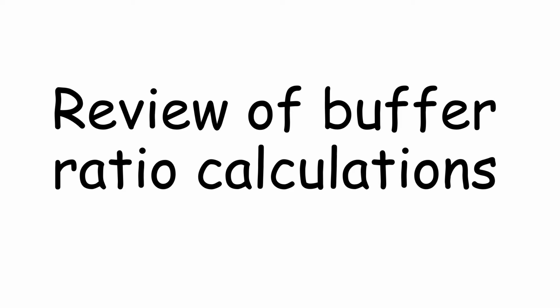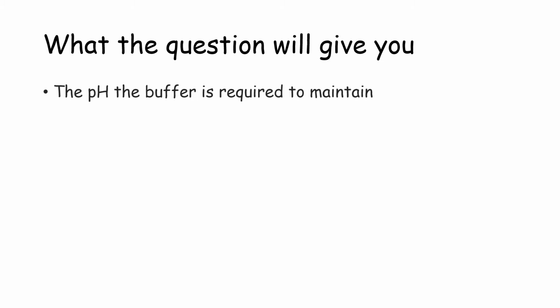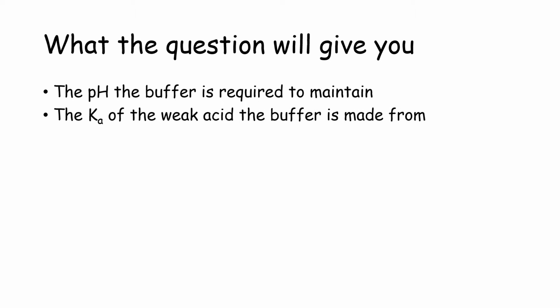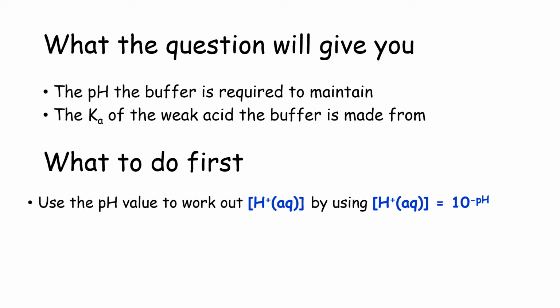So before starting, I'm going to do a quick review of the buffer ratio calculation, just in case you haven't had a go at it recently. The question will normally give you two things: the pH the buffer is required to maintain, and the Ka of the weak acid the buffer is made from. The first thing to do is to use the pH value to work out the hydrogen ion concentration, or [H+(aq)] in square brackets, as it's written here, by doing 10 to the minus pH.